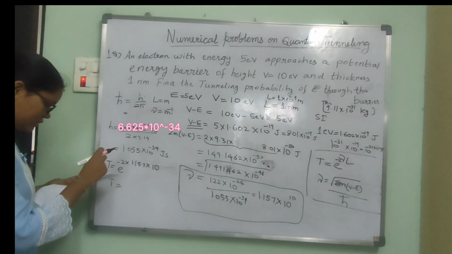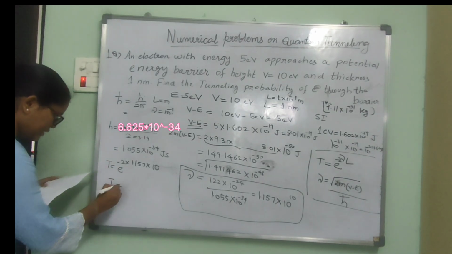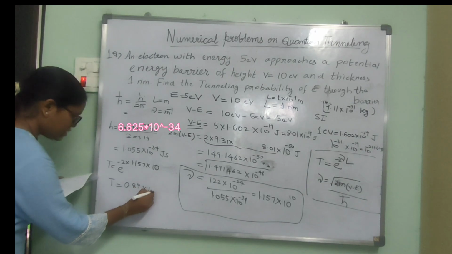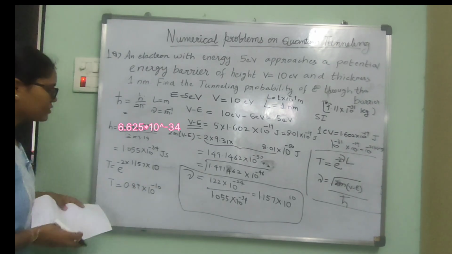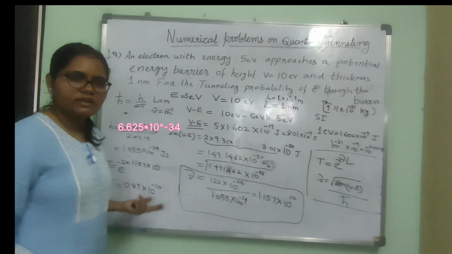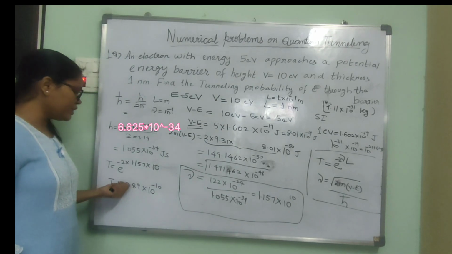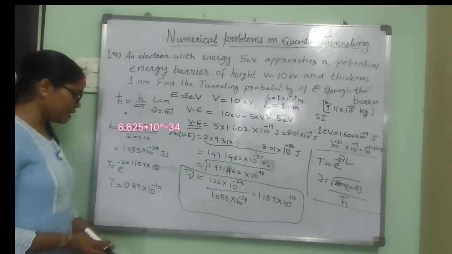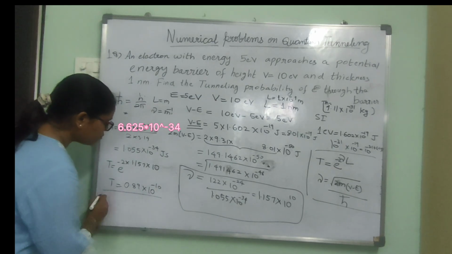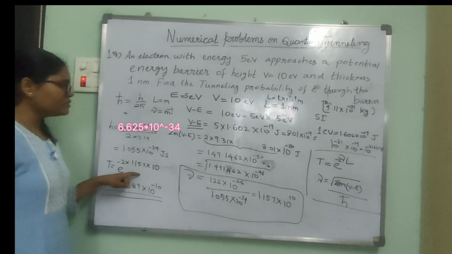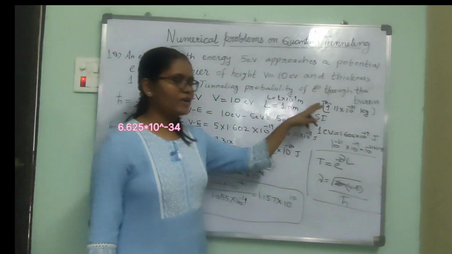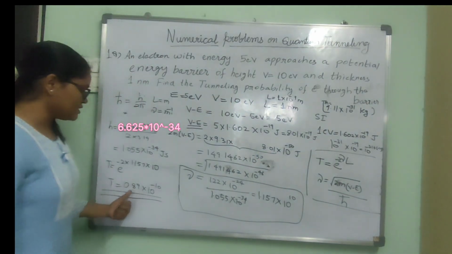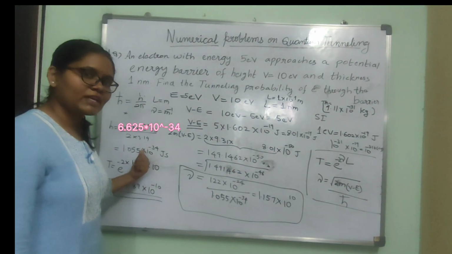when you solve this thing, the number you get is 0.89 into 10 power minus 10. So that would be approximately 1. You can take 0.89 as 0.9 or 1, right? Into 10 power minus 10. So the tunneling probability of this electron, which has a mass of 9.11 into 10 power minus 31 kg, is so less. It is on the order of 10 power minus 10.